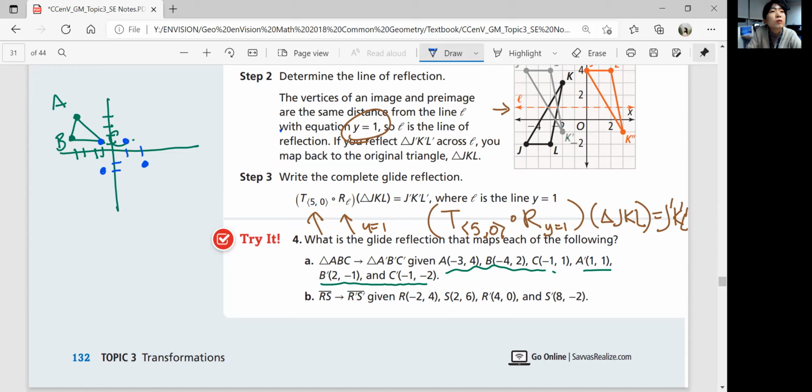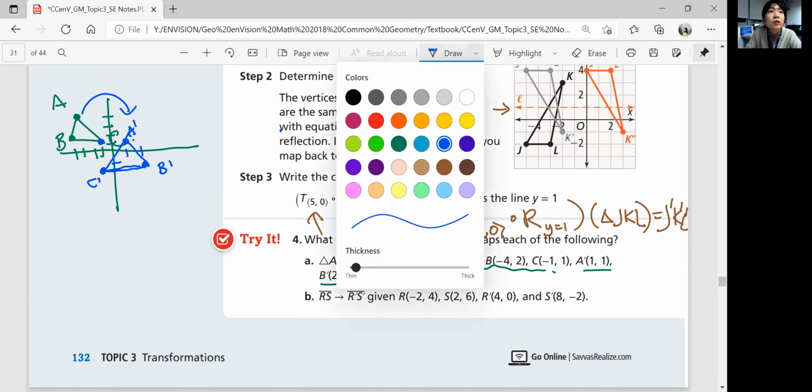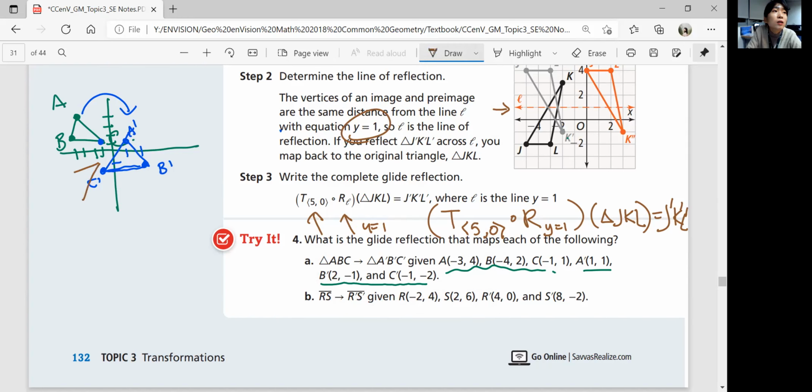Wait, what did I do? Oh, A prime is 1, 1. And that's B prime, and that's C prime. I repeated myself for C. Okay, so how can you glide? How can you reflect so that you can glide? Right? Are you going to reflect it horizontally or vertically? Okay. So for this one, it makes sense for you to reflect like this and then glide down, because if you imagine your reflection, if you reflect it horizontally, then you have B over here, C over here, A over here, and the orientation is not right.